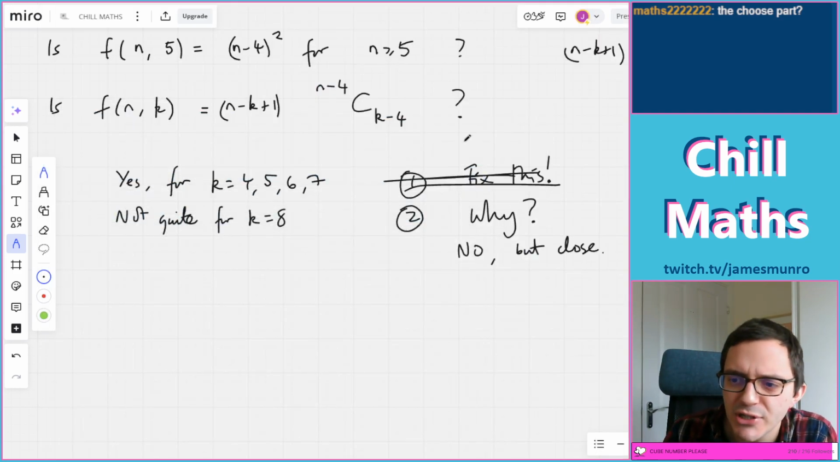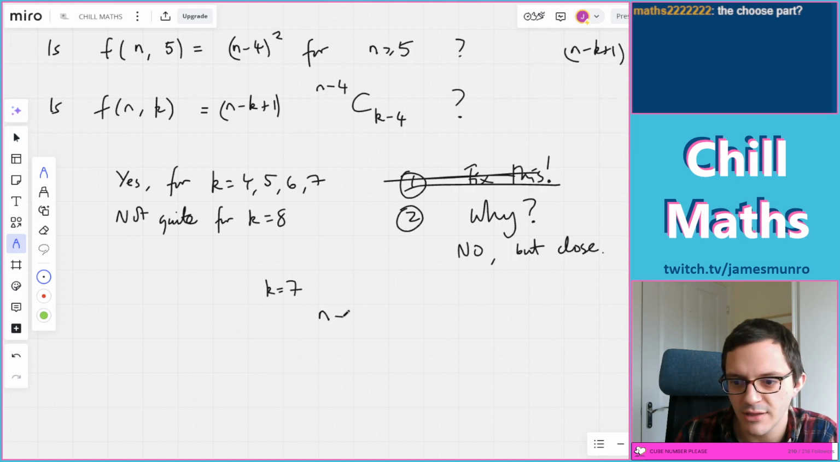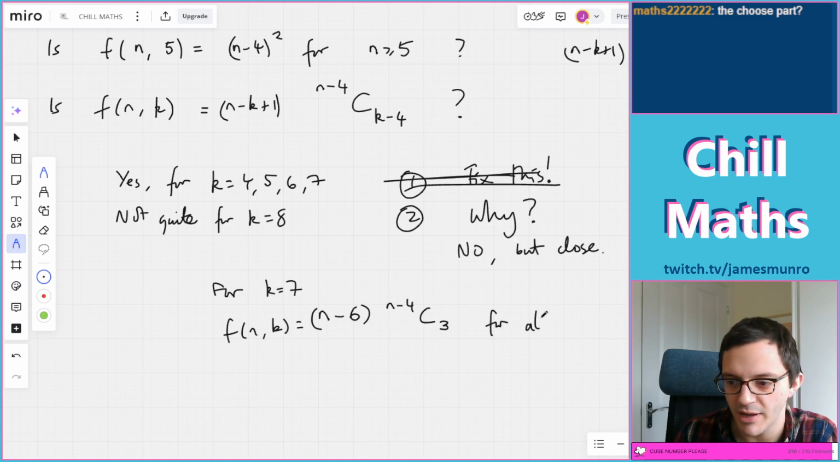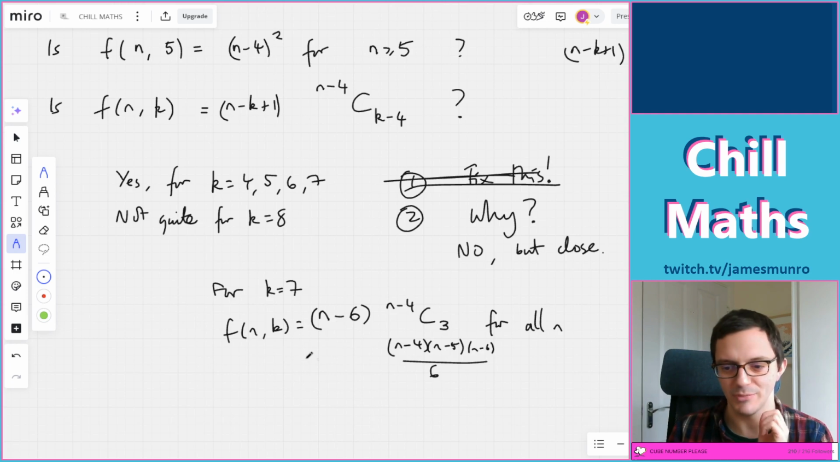There's a choose part. So my choose part here says something like, for example, k equals 7. I think that this minus 7 plus 1 is 6. n minus 6, n minus 4, choose 3. I think this is correct for all n. And this n minus 4 choose 3 thing is something mildly complicated. n minus 4, n minus 5, n minus 6 over 6. Which is a bit of a mess. It was also multiplied out by this n minus 6 at the front.